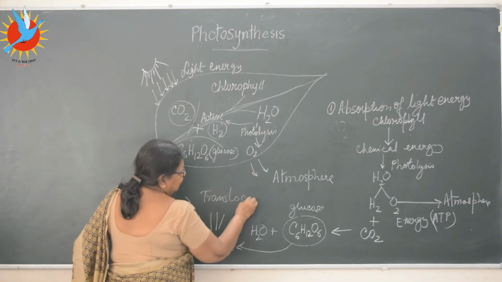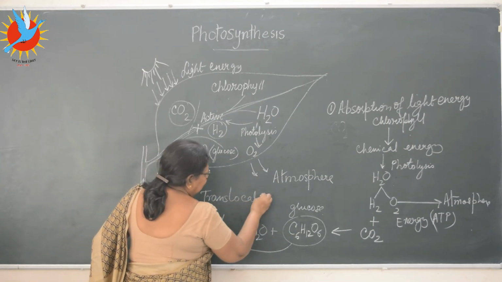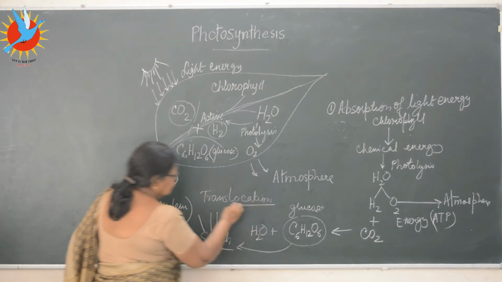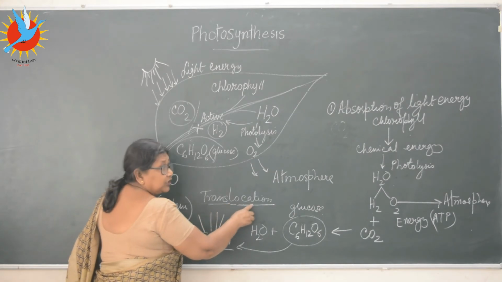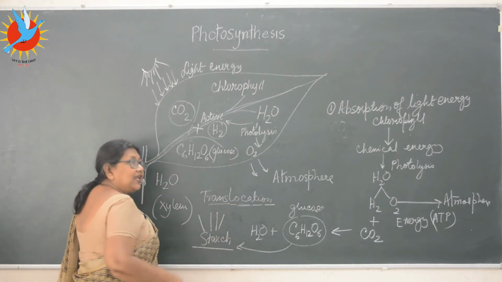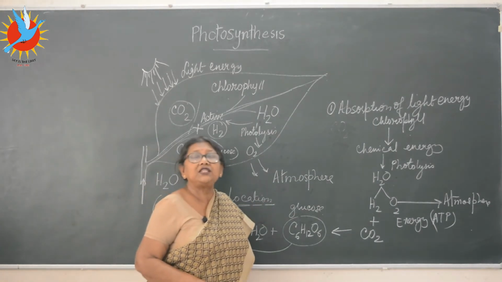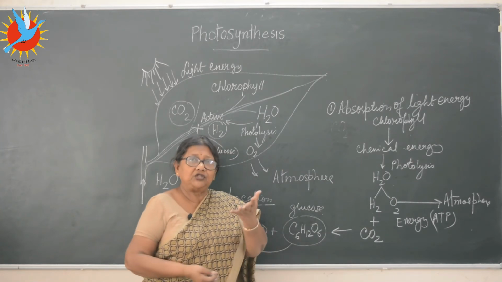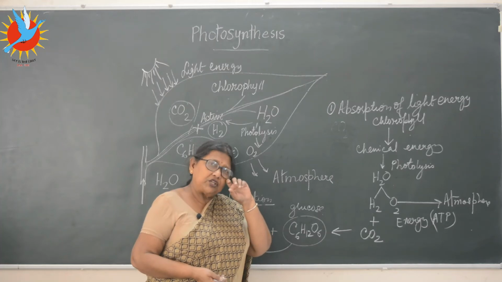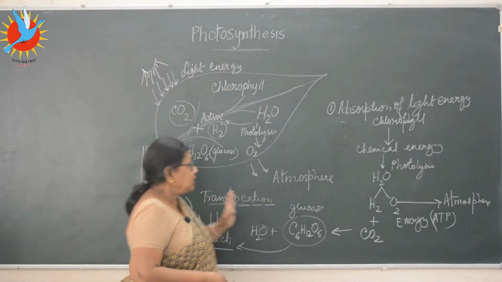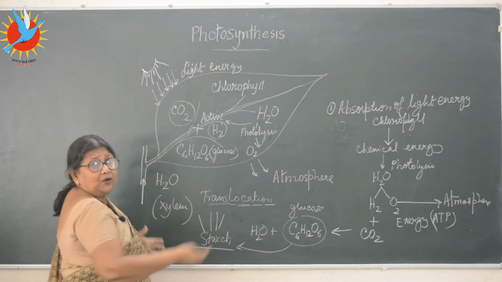From the name only you can know the meaning. Location means different places. Transport. So phloem transports the food to different parts of the body, and excess of food will be stored in the storage organ, like potato. The cells store food, so excess of food from the potato plant will be stored there. So it's very simple, it only looks complicated.